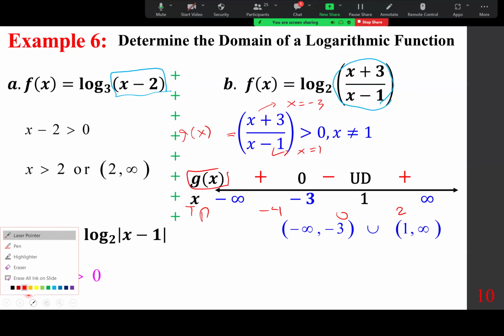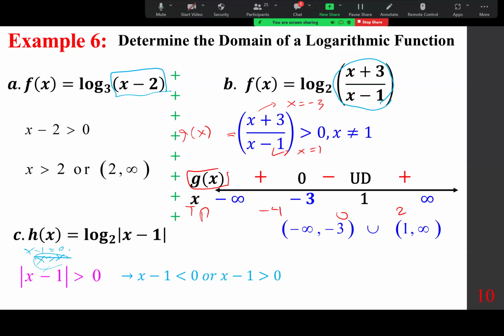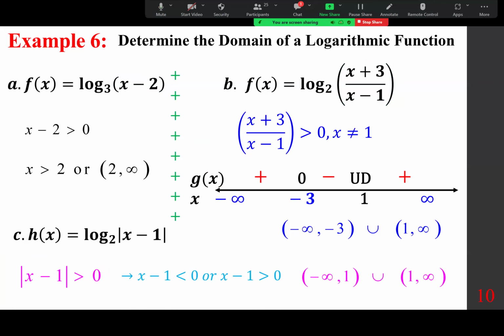So there are two ways to do this. You may recognize, okay, x minus 1 equals 0, x equals 1, and this is something that you are going to exclude. Or you say x minus 1 less than 0 or x minus 1 larger than 0, and you get this one. The bottom line is all real numbers are fine except 1, because 1 is the only one that makes this 0. And remember, the argument of log must be positive, everybody.